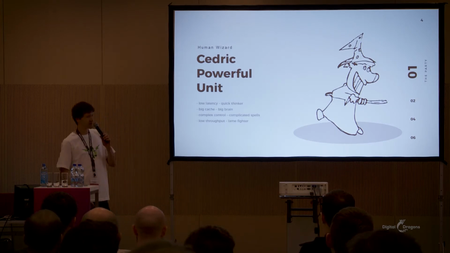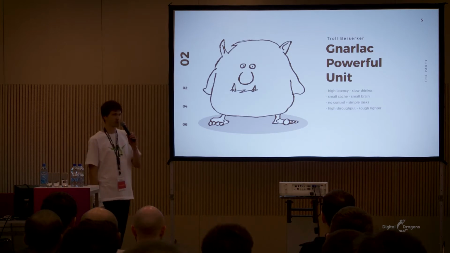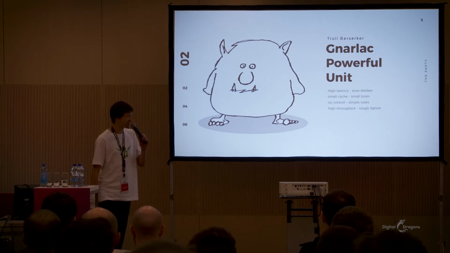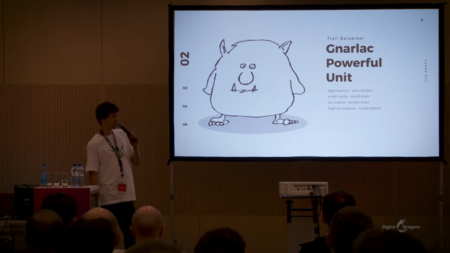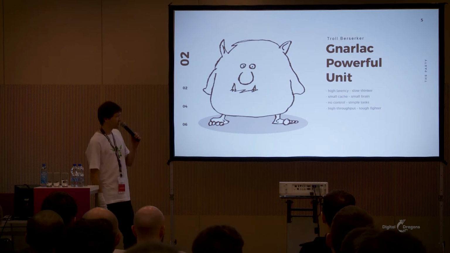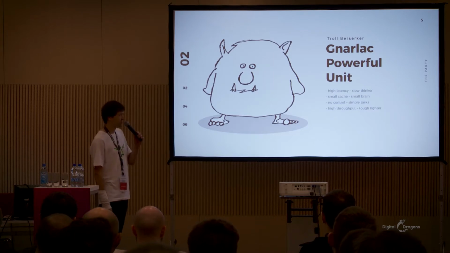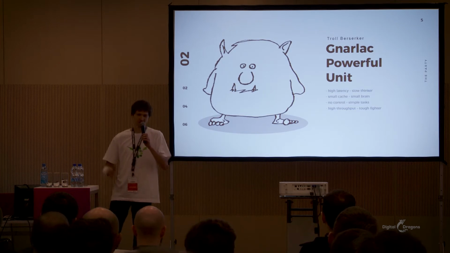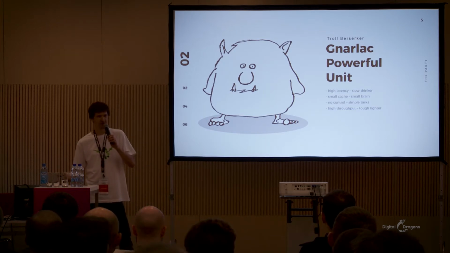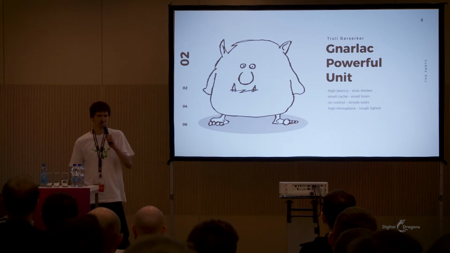So we have another hero in our pack, and it's Merlok. Another powerful unit, he's a troll, he's a berserker. Now, the high latency means that he's a very slow thinker. He has a small cache, meaning small, little, tiny brain, and no control. Maybe not exactly, but really he's not well suited to very complicated tasks. On the other hand, he has high throughput. He's a tough fighter. He can crush hundreds of vertices using the one hand and millions of pixels using the other. So he's the guy we want to work with.